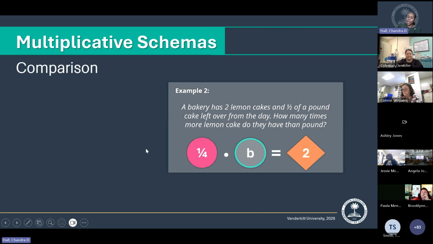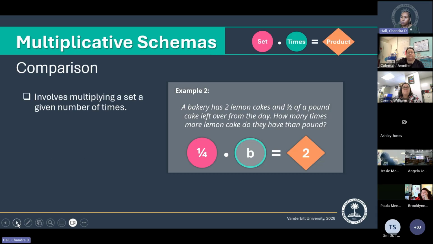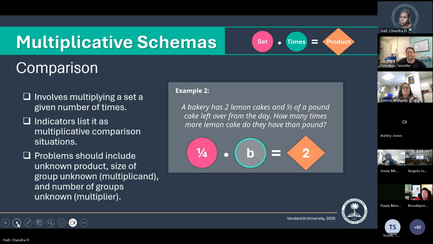All right, another type of multiplicative schema, and the second one. There are actually 3 in all, but we only cover the first 2 in grades K through 5, so we're not going to take time to go through the third one. So it is comparison. And comparison involves multiplying a set a given number of times. The indicator is listed as multiplicative comparison situations. And problems should include unknown product, the size of the group unknown, and then the number of groups unknown.